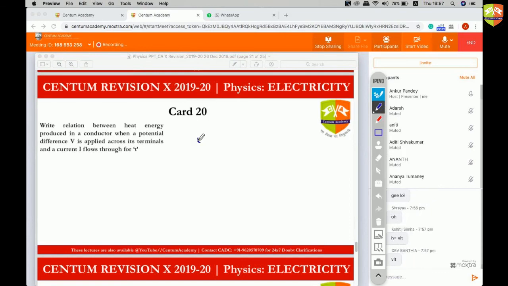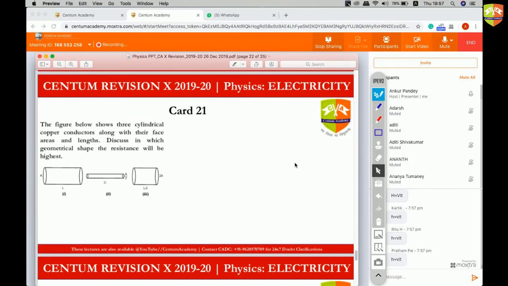Moving on to the next question. I guess this is done. Yes. Write the relation between heat energy produced in a conductor when a potential difference V is applied across its terminals and a current I flows through it for time t. Very straight. Heat energy in that case will be given as VIt. Yes, very good. Sure? Clear? You should write heat is equal to VIt instead of using energy. Very straight answer, right or not? Clear? Correct. Next question.